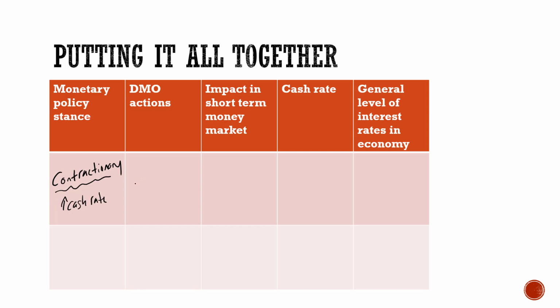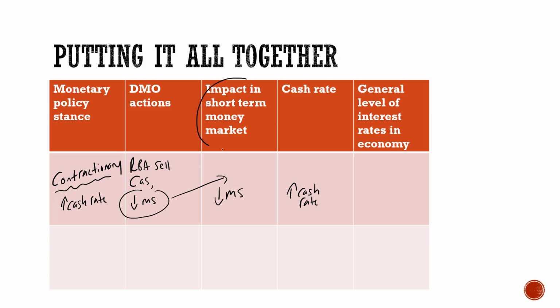So in terms of DMO, what the RBA is going to do is sell CGSs to the commercial banks, and what this is going to do, I should really put this over here, is that this will reduce money supply, which will then result in a higher cash rate.